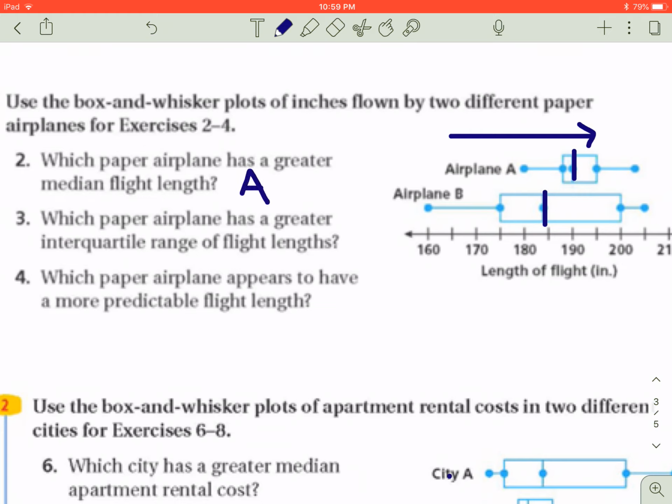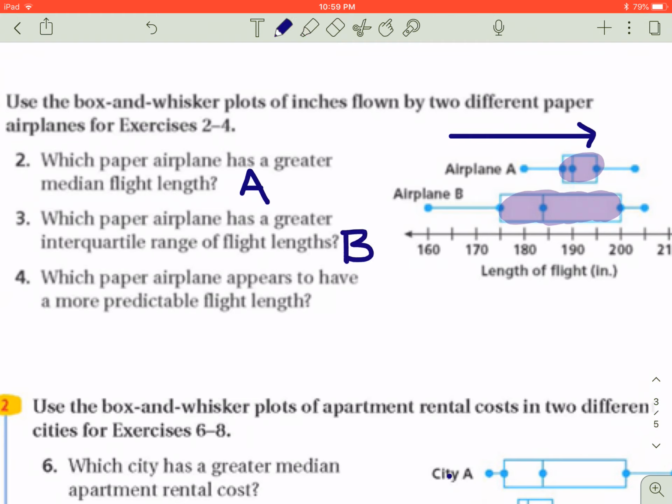It says which one has a greater interquartile range. So which one is asking then has the bigger box? Is that A or is that B? That would be pretty easy to see, B.